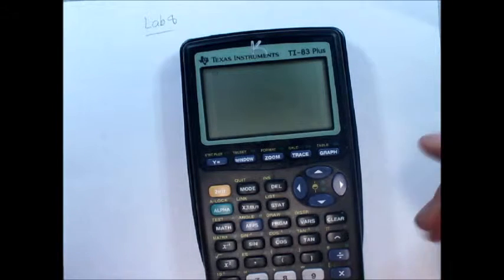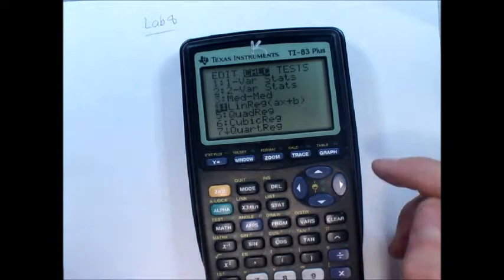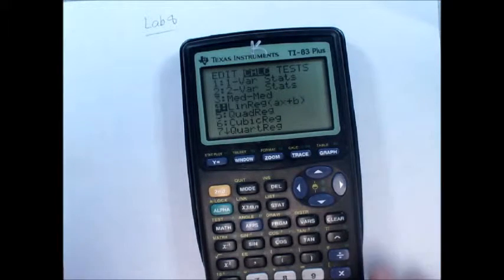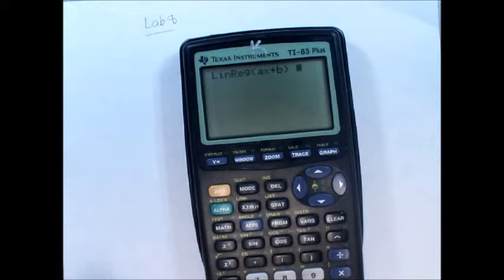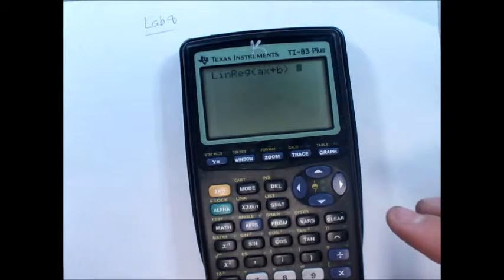Okay, so when we want to create a linear regression or even a quadratic regression for this, we can do that by hitting stat, going over to calc, and right here it says linreg. Okay, so you'll hit linreg. If there's only two things in your list, you can just press enter again. If not, you want to put in your list 1 comma your list 2. Okay, so for you guys, it probably asks you x list, so go ahead and put in your list 1, your list 2.